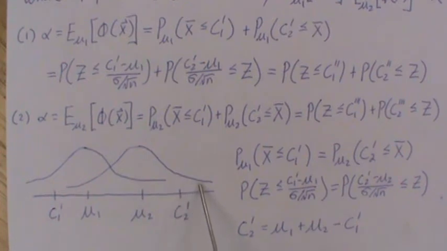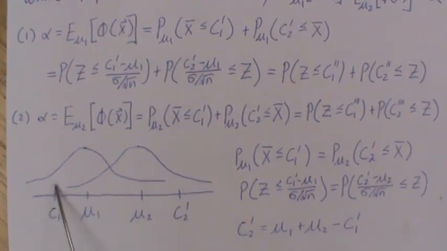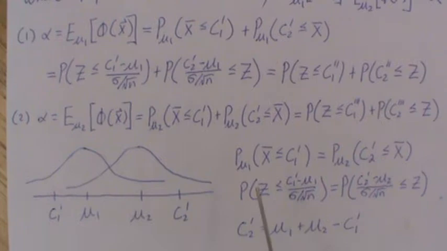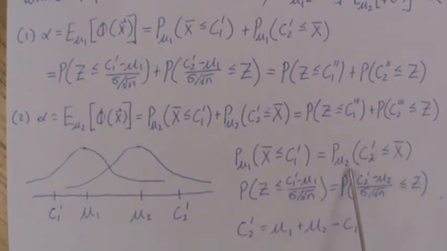So this area here is equal to this area here. So we set them equal, right? Assuming mu1 is true, mu2 is true, then these probabilities. Now if we transform this to a z random variable, subtract the mean divided by the standard deviation, we get this. And then do the same way here, subtract mu2 divided by the standard deviation, sigma over square root of n.